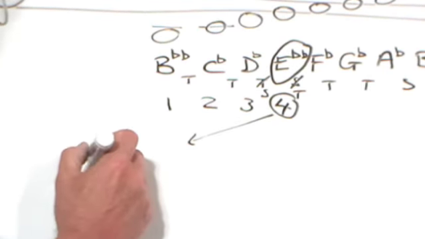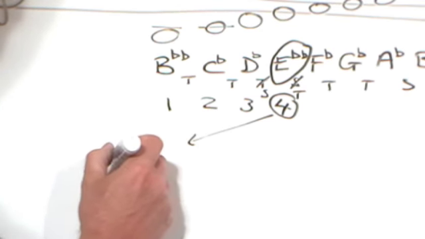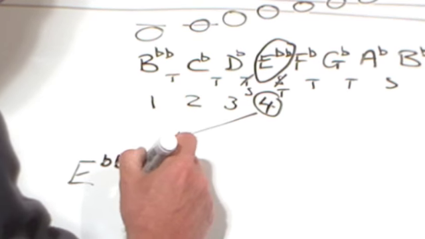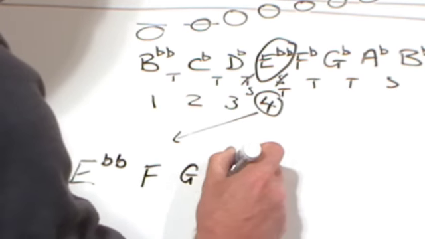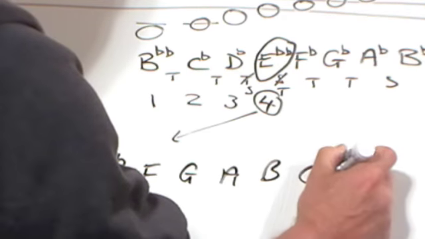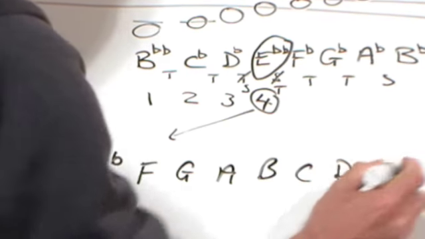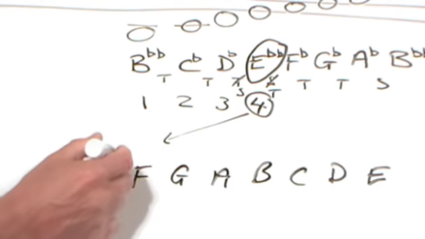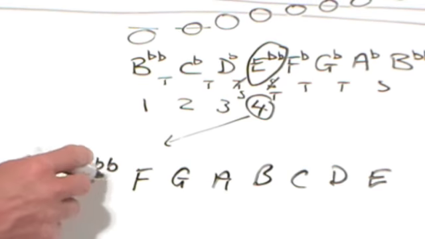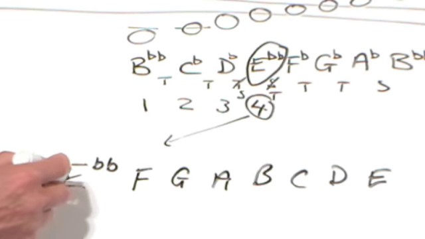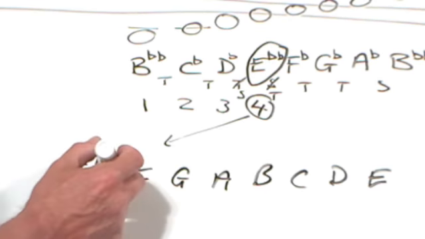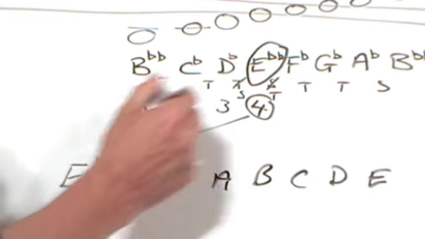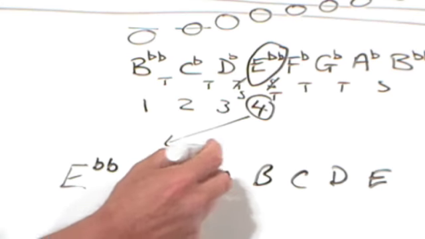So starting with E double flat, put the rest of the letter names in. F, G, A, B, C, D, E. But again, we're going to leave that without its flats for now. We put them in on that one to remind us that we're in E double flat, not E flat or E natural. But for now we leave those off so that they appear there as we go through the mnemonic. I'll show you how this goes.